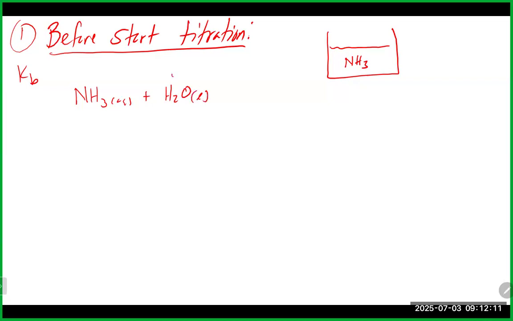And it will act as a base, which means it will accept the H plus. And when it does so, it will make NH4 plus, and it will make hydroxide, which again is why it's a base. By the way, you could also keep ammonium and hydroxide together as ammonium hydroxide, but I'm going to keep it separated in this case. This would be a regular Kb type problem. Again, because you have not started the titration, you have not added any volume, so you could just use the molarity of the base in this case.